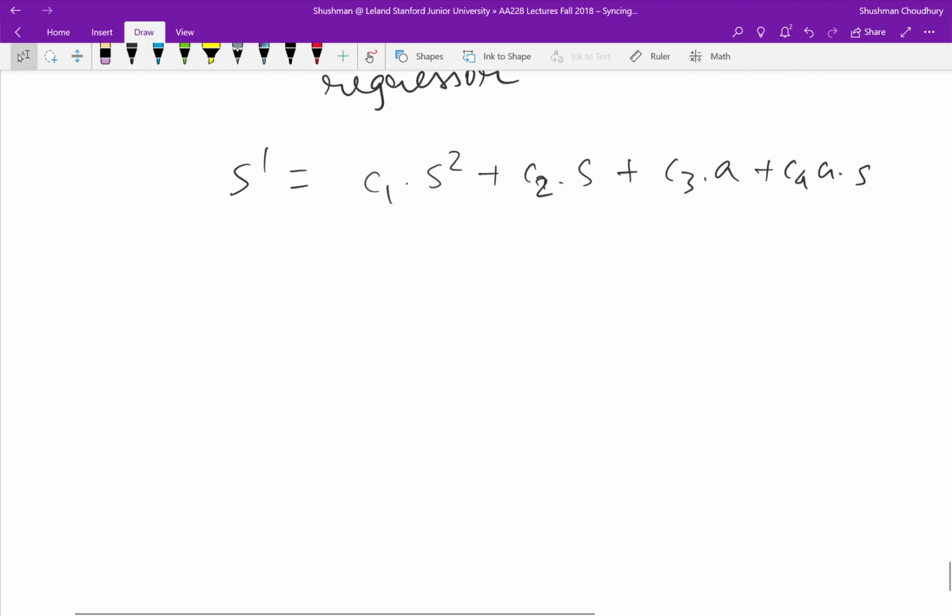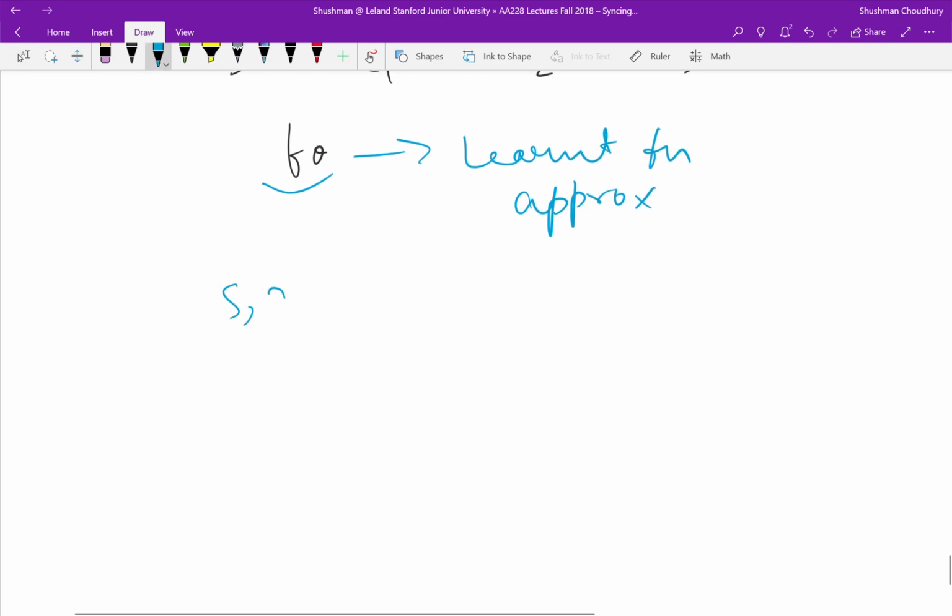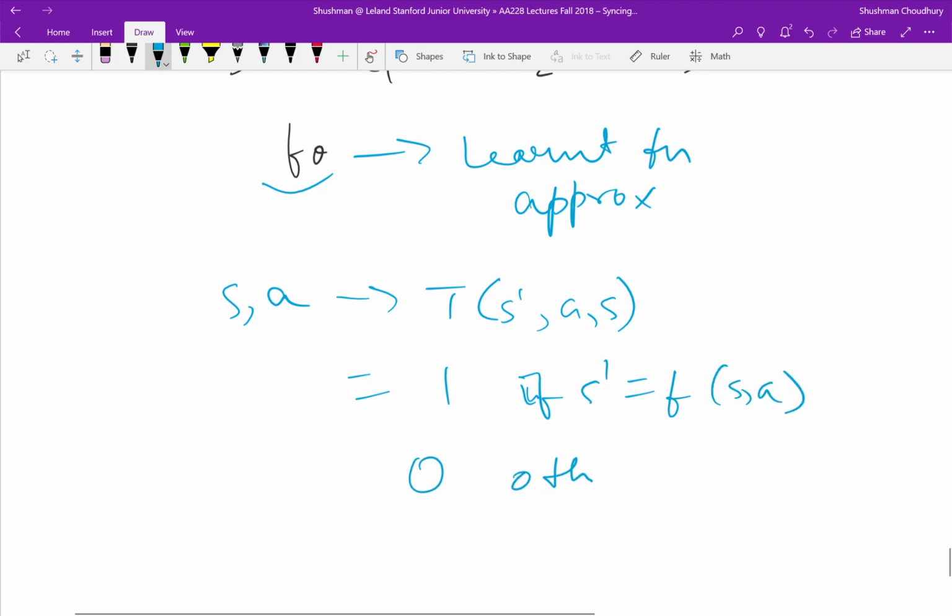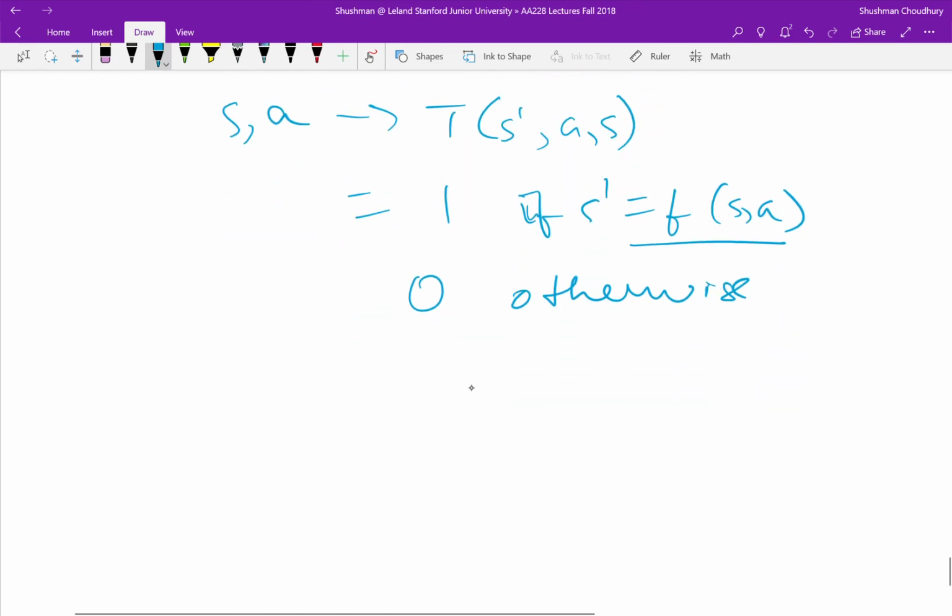And then, once you have this learned function approximator, given some S, A, you could just make it so that the transition of S prime given S, A is 1 if S prime equals F(S, A) and 0 otherwise. Which basically means this is the prediction of your next state. You might need to round it off accordingly, but you could do that.